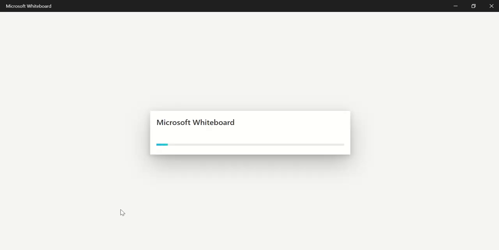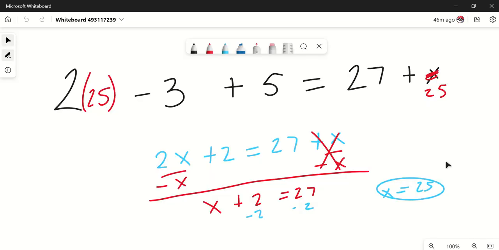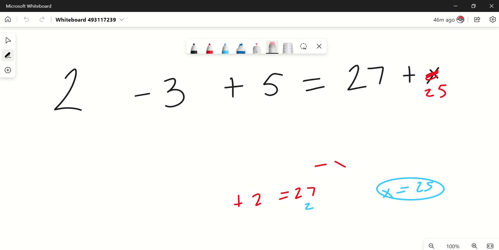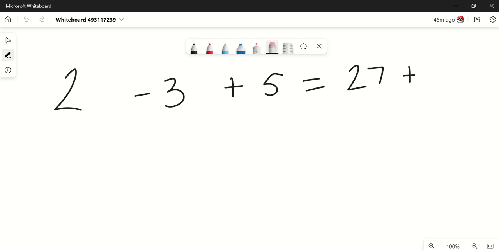I do. Boom. I'm going to erase all of this and show you guys exactly how to do this. So this was an algebraic equation that I had made up. 2x minus 3 plus 5 equals 27 plus x.